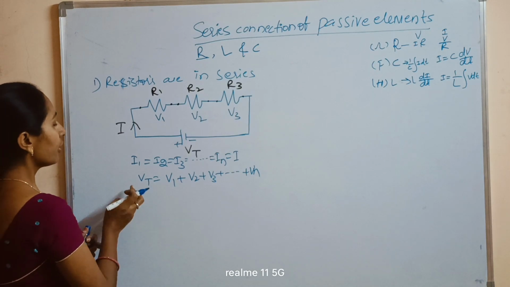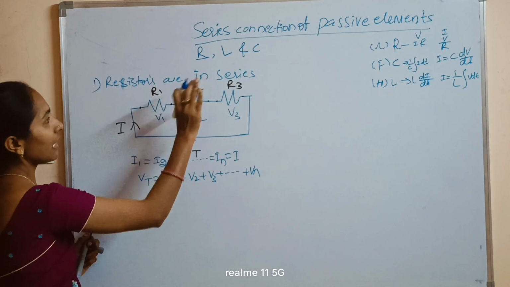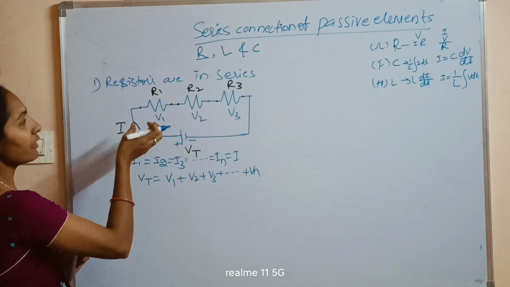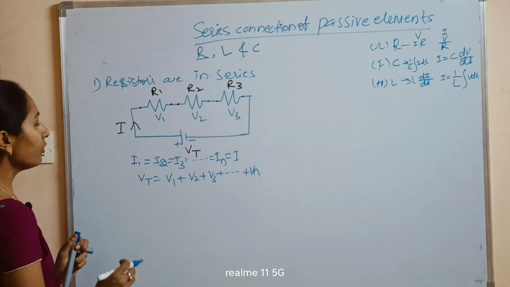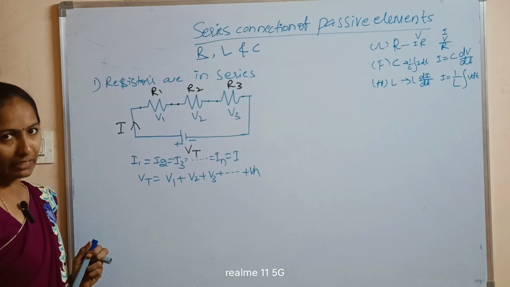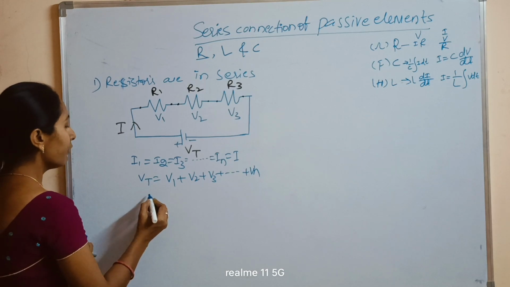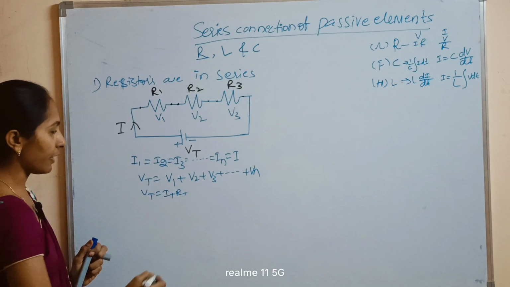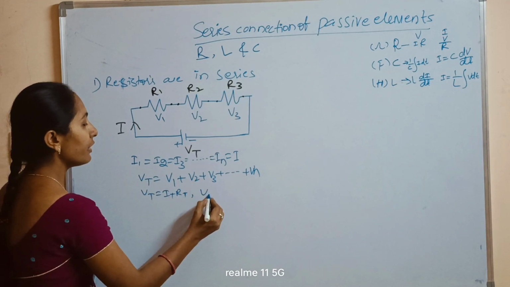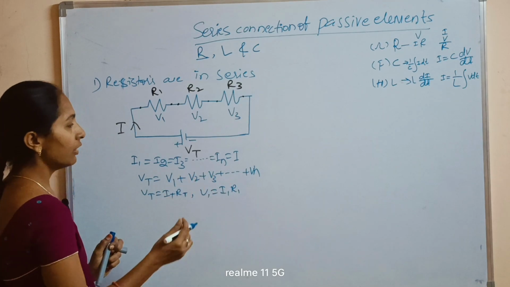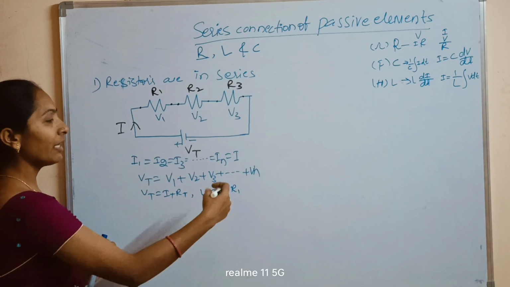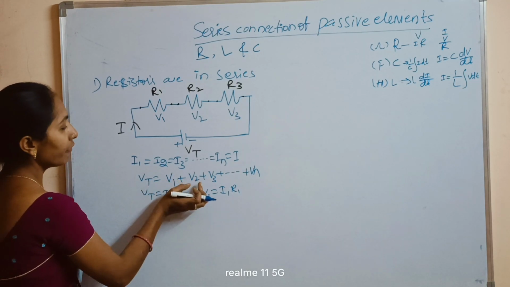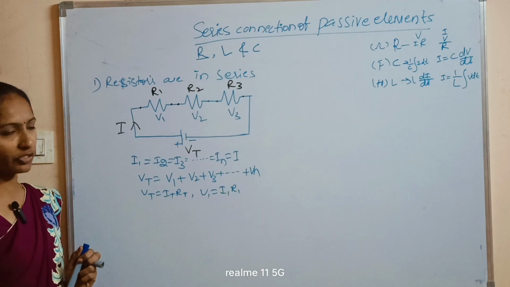Now coming to resistors in series connection. We need to consider the total resistance when these resistors are connected in series. With the help of the voltage equation, according to Ohm's law, V total equals I total into R total. Suppose I consider V1: V1 equals I1 into R1, V2 is I2 into R2, and Vn equals In into Rn. Like that we can split each of V1, V2, V3 based on Ohm's law.